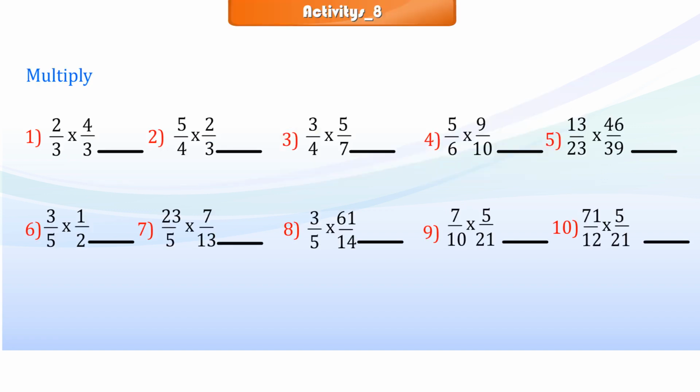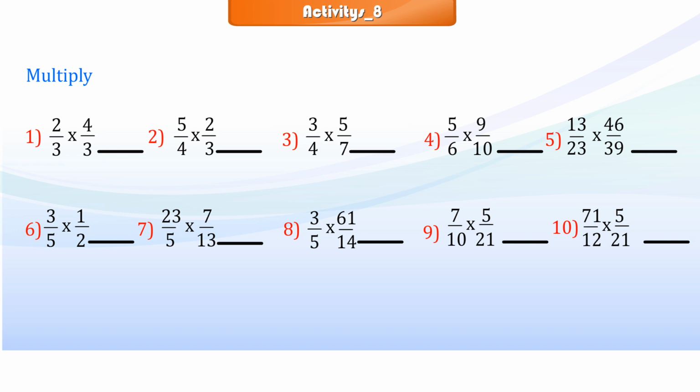Activity 8. Multiply. 1. 2 by 3 into 4 by 3. 2. 5 by 4 into 2 by 3. 3. 3 by 4 into 5 by 7. 4. 5 by 6 into 9 by 10. 5. 13 by 23 into 46 by 39.